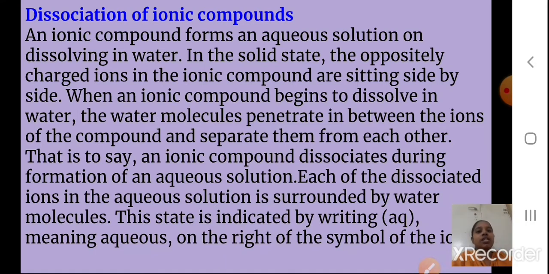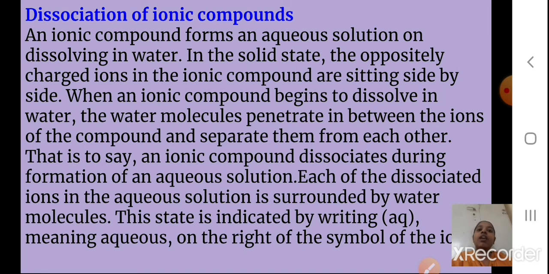Dissociation of ionic compounds. Now we saw what ionic compounds are. Yes, they are formed because of ionic bonds. Now we will see the dissociation of these ionic compounds. An ionic compound forms an aqueous solution on dissolving in water. As it is dissolved in water, we will call it aqueous. In the solid state, the oppositely charged ions in the ionic compound are sitting side by side. Oppositely charged ions means Na+ and Cl-, they will be sitting side by side.